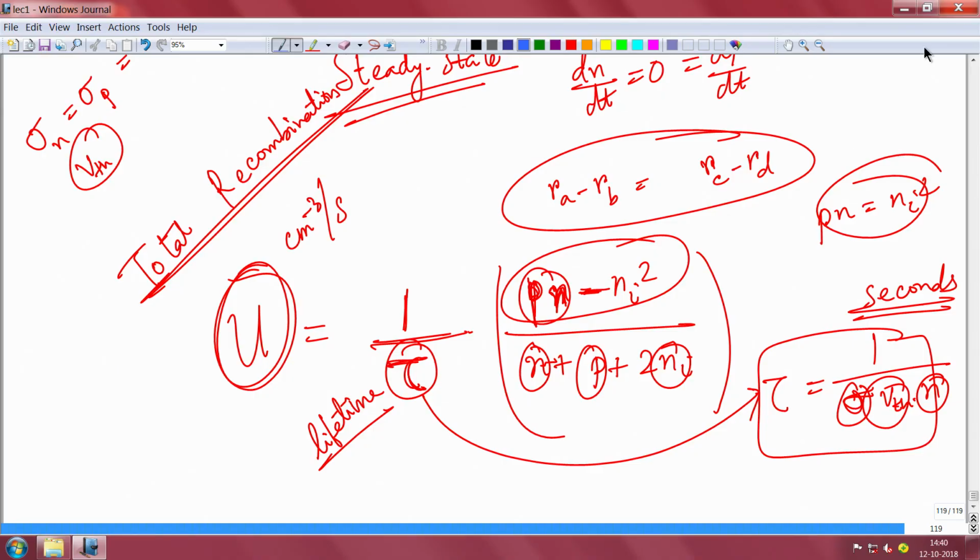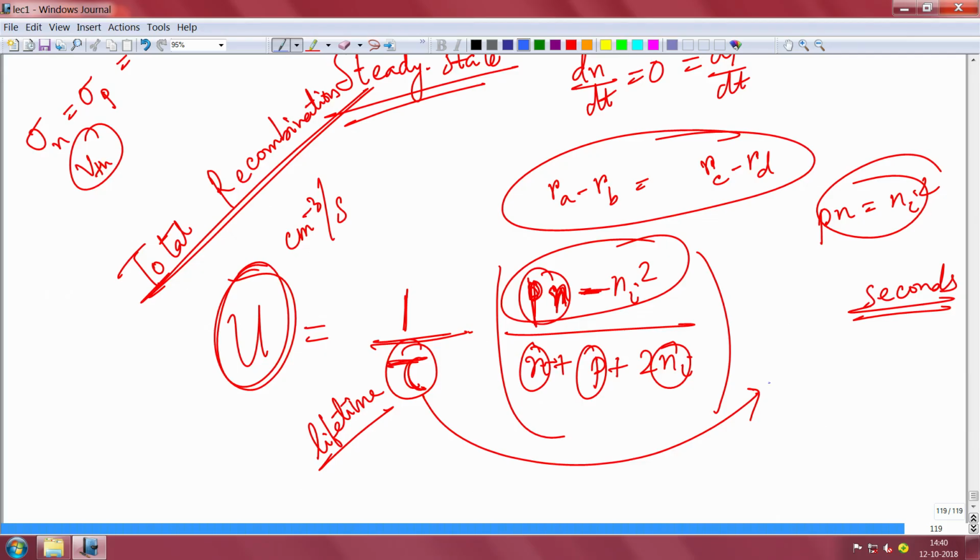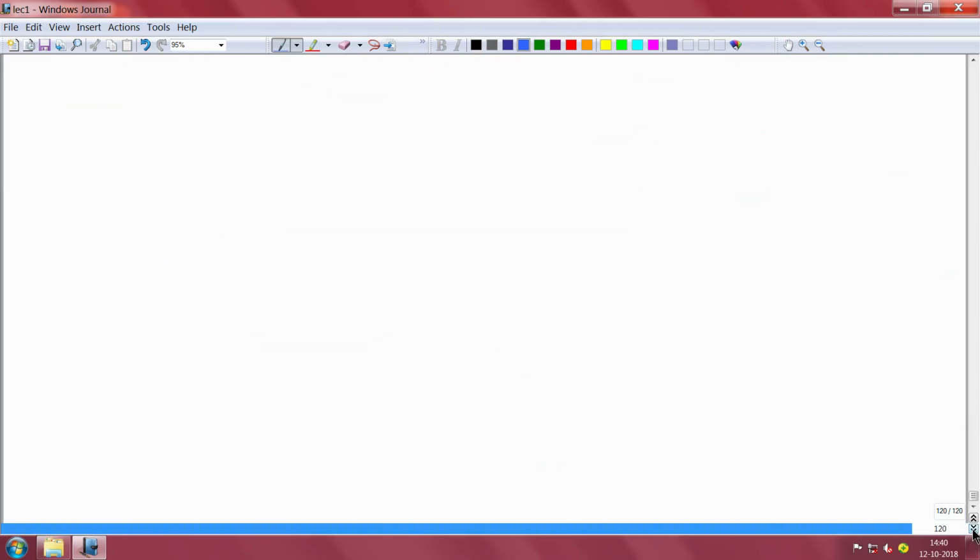There was a typo in my last slide, a typing mistake. I defined tau as the lifetime, and it is actually given by 1 by sigma times thermal velocity times the total trap density, not n, the total trap density. So I told you that the electron cross section and the hole cross section are assumed to be the same, sigma, and the thermal velocity of electron and hole is assumed to be the same.